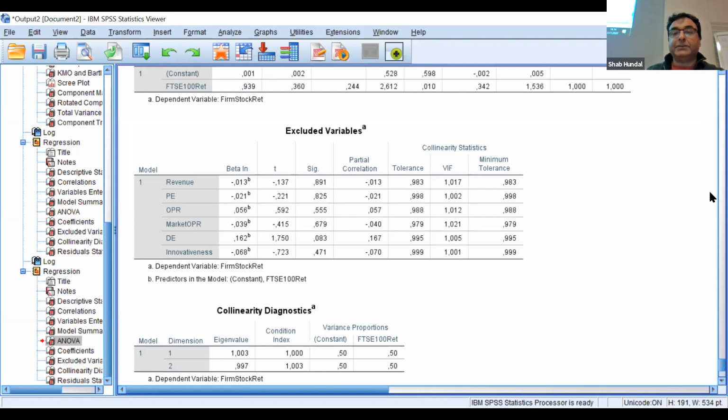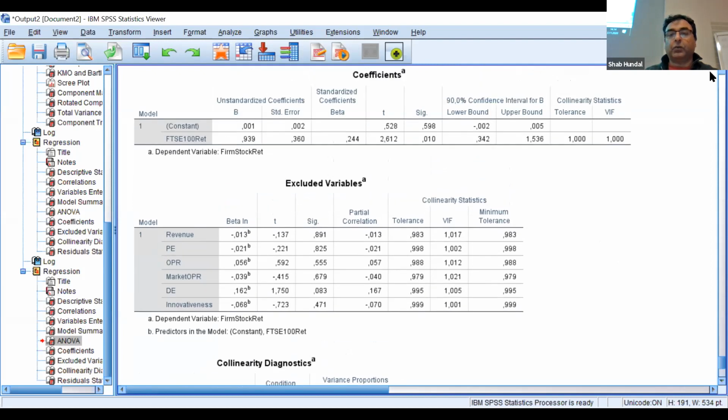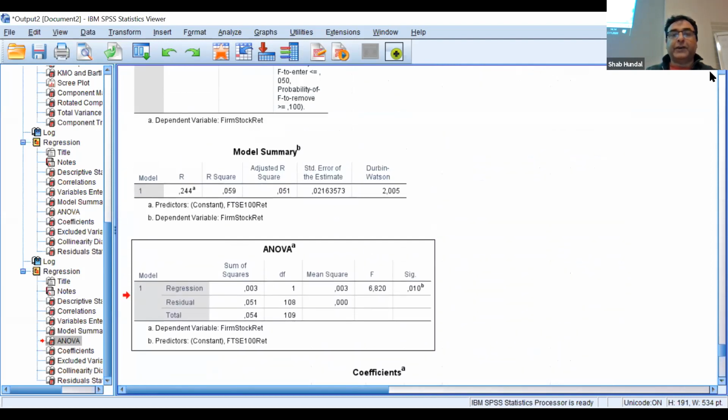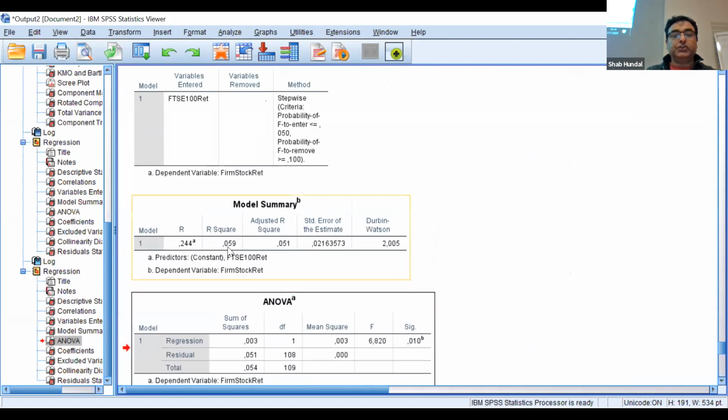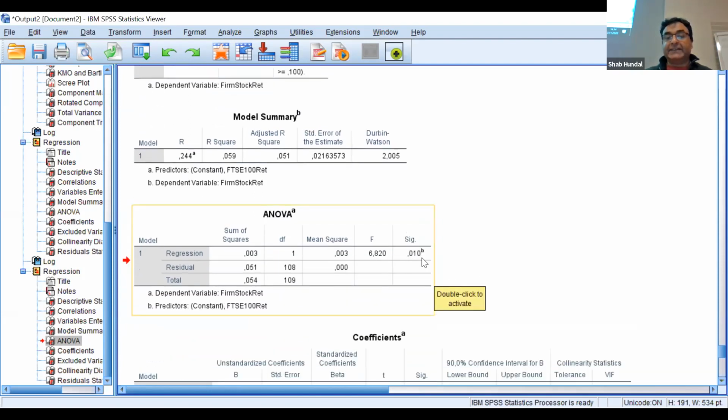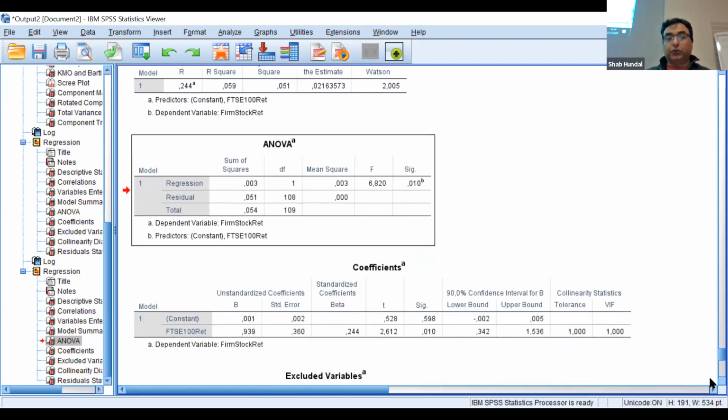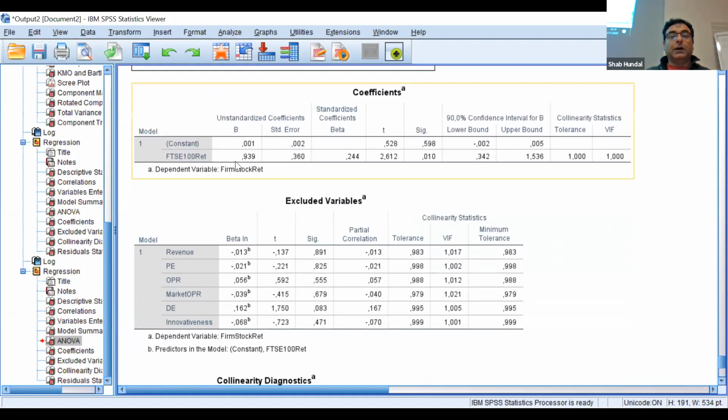So once again, I repeat what you should look at. When you have the SPSS output, check how much your R square is. Your Durbin-Watson test should be between 1.75 and 2.25. We are in the safe zone, it's fine. Then check if your F test is significant, which at 10%, we accept it. And then go to the coefficients. This is your beta, and this is the significance level, okay?